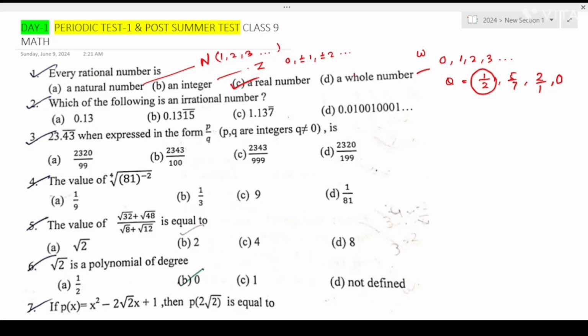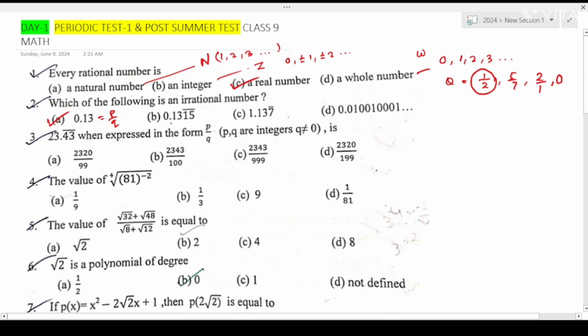Now, next question number 2. Which of the following is an irrational number? Okay, we know that the first one is a rational number because the first one we can convert into p by q. Yes or no? And the second one is also a rational number. It is a rational number with repeating decimal.